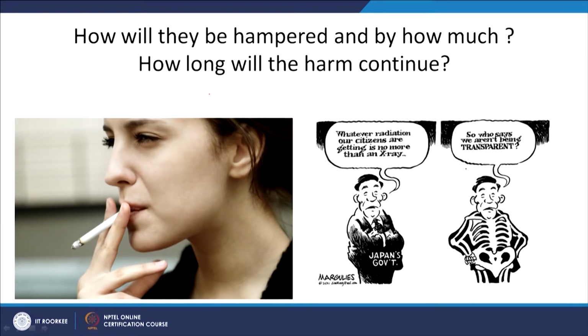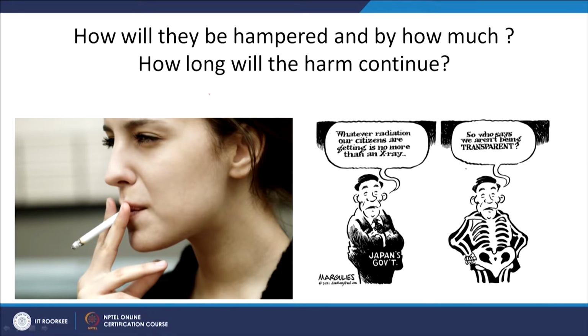And not only how many or to what extent, but people want to know how this will hamper me, okay? And to what extent this will continue. Like, she may be smoking. I'm giving examples not only in the disaster context, because it will help us understand the broader perspective of understanding risk and risk communication. So she is smoking, so maybe we can discourage her from smoking.